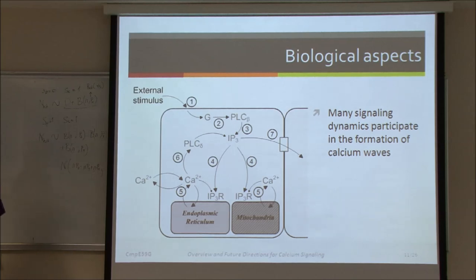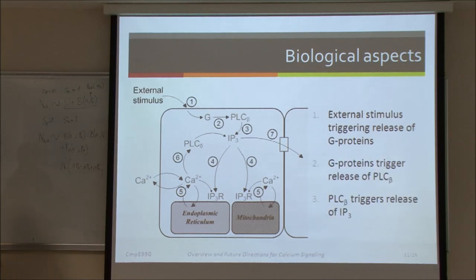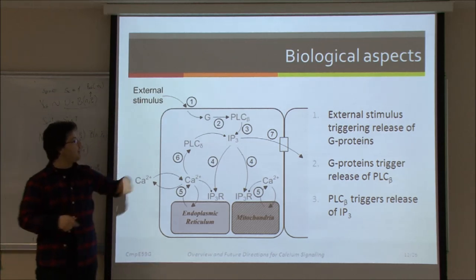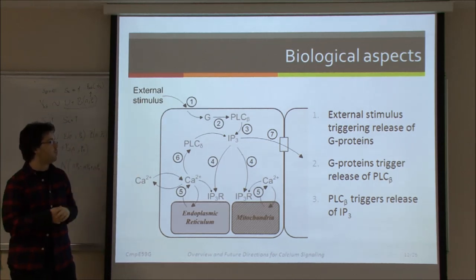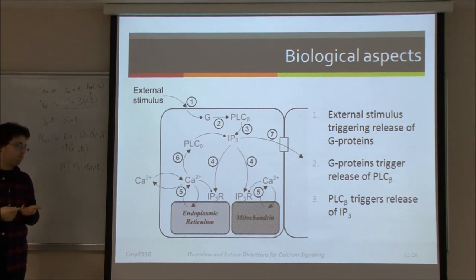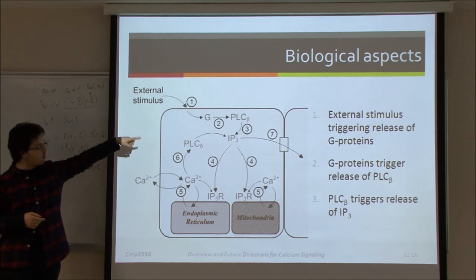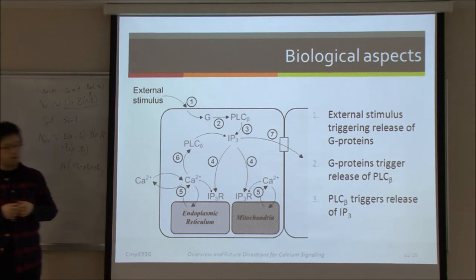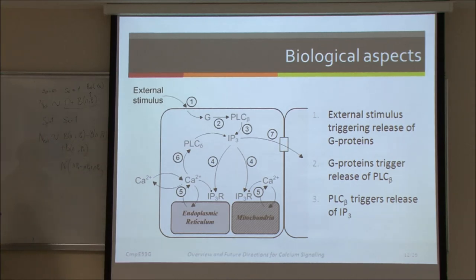So this is like, as I said earlier, an external stimulus comes and triggers something called G proteins. It then triggers the PLC, some chemical, we don't know, it's not important for us. But the important part is it triggers the release of IP3, which is crucial for our communication, right? The other ones are the intermediary things.